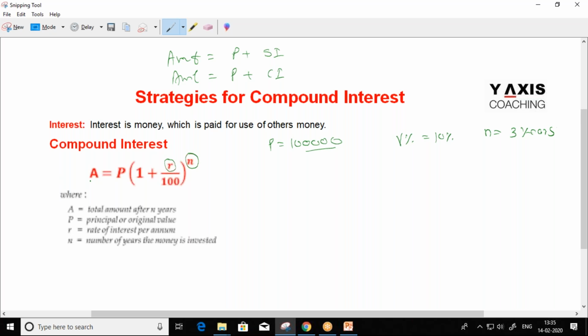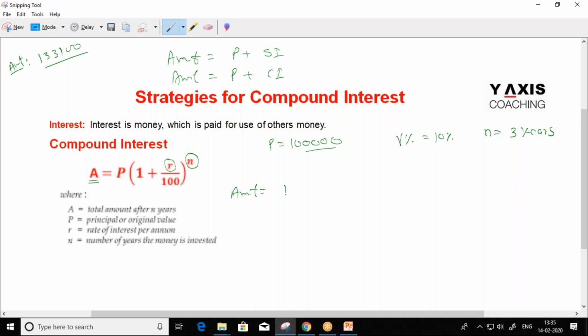In this case, we are going to calculate the amount directly. You remember in the previous case, what amount we got at the end of 3 years? It was 1,33,100. And the same we are going to get here in one step. Let's see how.